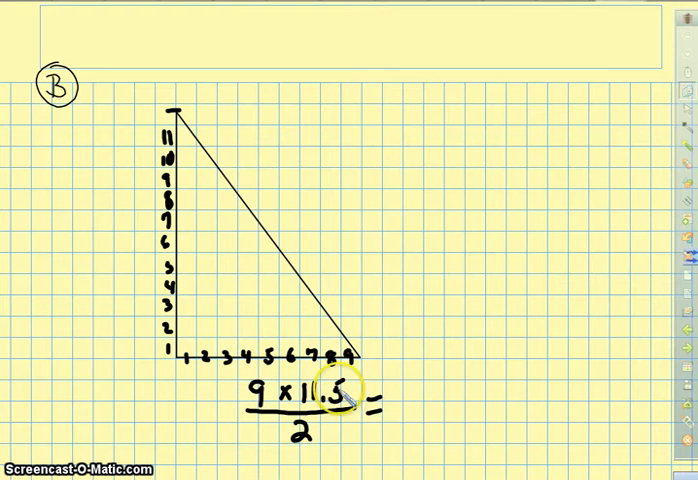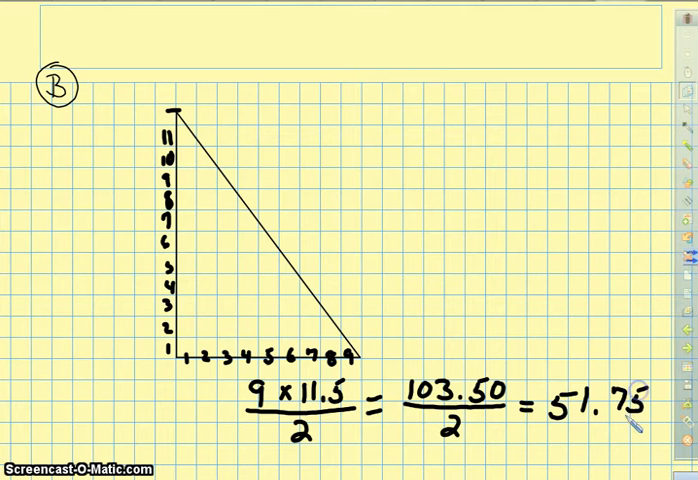Alright, so then you end up multiplying these together, and I get 103.50, or 0.5 over 2, and when you take that number and divide by 2, you get 51.75, 51 and 75 hundredths. And again, it is dealing with units, so it's just a matter of literally writing units squared. So make certain that you have your square units of measurement on here. That's your final answer.